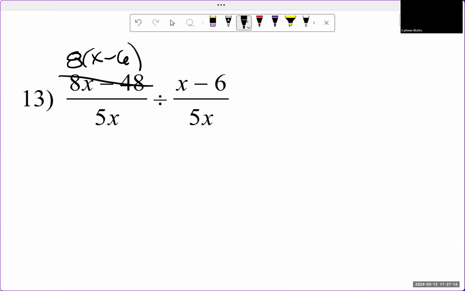Okay, now dividing fractions, easy as pie. Now what do I have to do? Okay, so, not cancel. Dividing fractions, easy as pie. You have to flip the second and multiply. So we're gonna have 8x minus 6 over 5x. Change to multiply. Now it's gonna go on top of the second one, 5x on top over x minus 6.